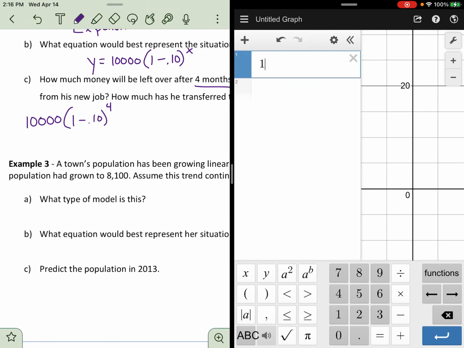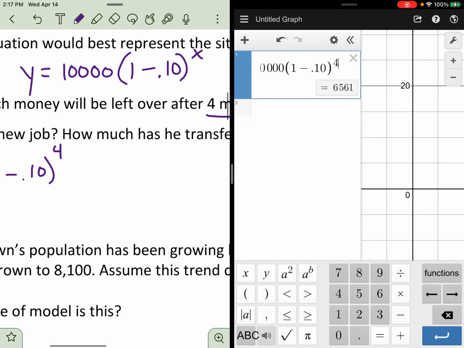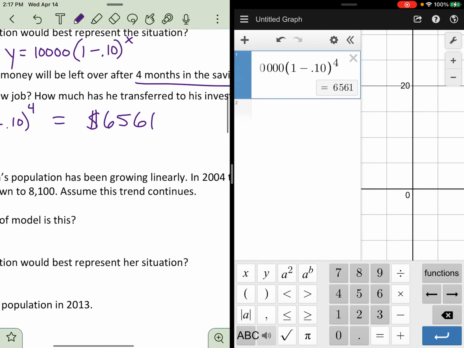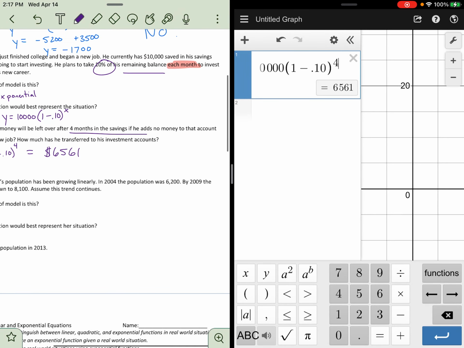So 10,000 times 1 minus 0.10 to the 4th power. And that tells you he is left with $6,561. So the second part says, how much has he transferred?